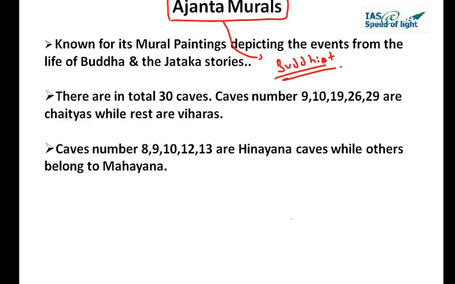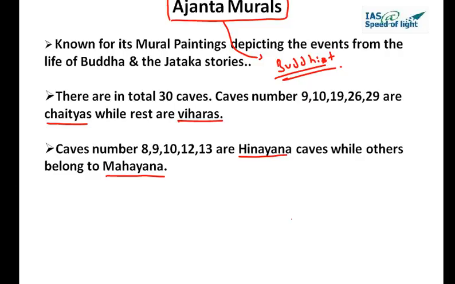In Ajanta, we have a total of 30 caves, and cave numbers 9, 10, 19, 26, 29 are Chaityas, while the rest are Viharas. You all know what Chaityas and Viharas are if you have done the Buddhist part. Cave numbers 8, 9, 10, 12, 13 are Hinayana caves, while others belong to Mahayana. Again, Mahayana and Hinayana you must know.